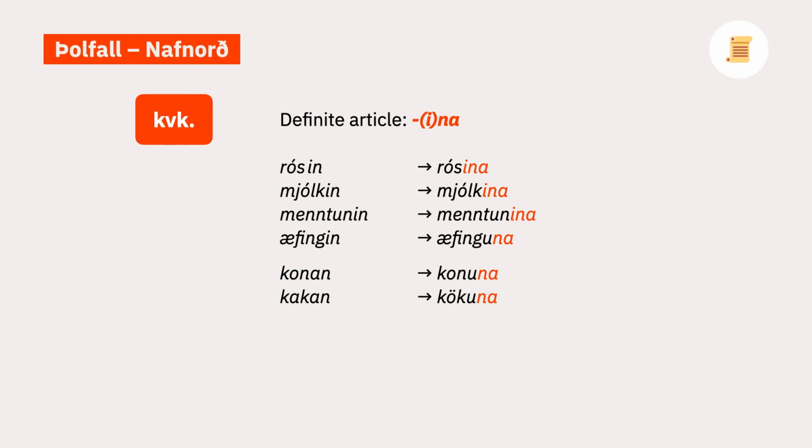Konan, konuna. Kakan, kökuna. As always, the a is only added if the noun doesn't already end in a vowel. So the ones that do end in a vowel in their accusative form: ævingu na, konu na, kökuna, and so on.